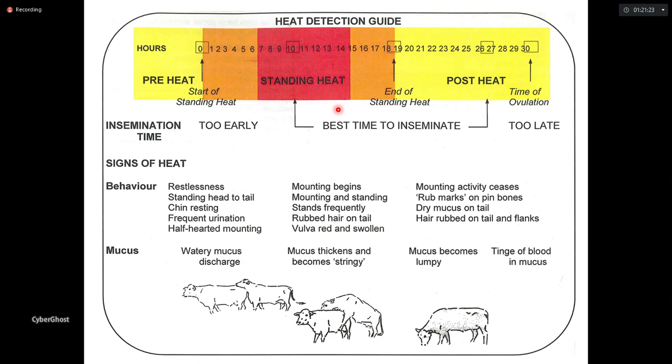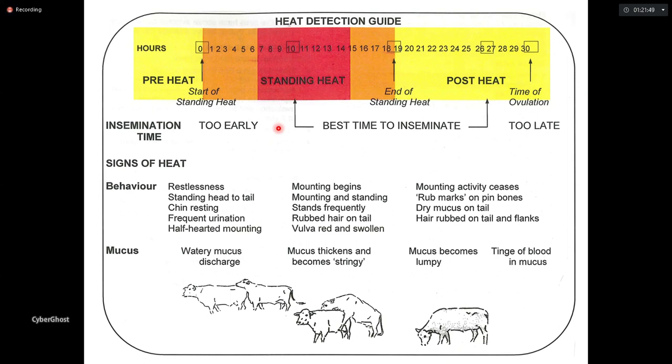So these are the signals, right? You can see sometimes these animals try to go to another animal and start to mount that animal, or they let other animals mount on their body, right? So that's the main thing. So you observe, this is a heat detection guide, right?